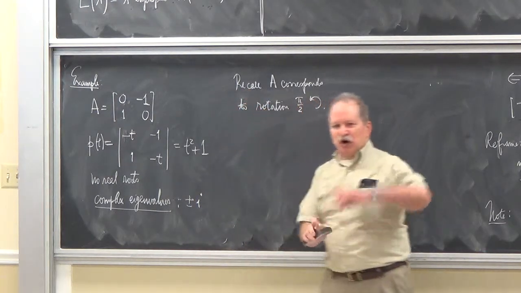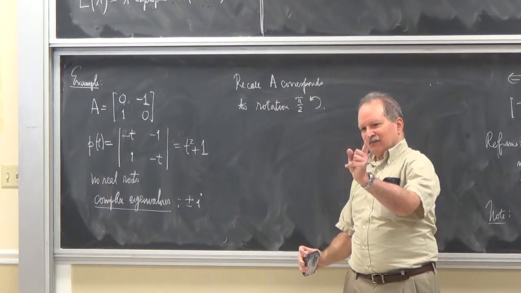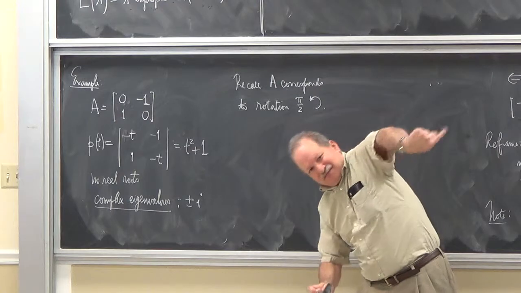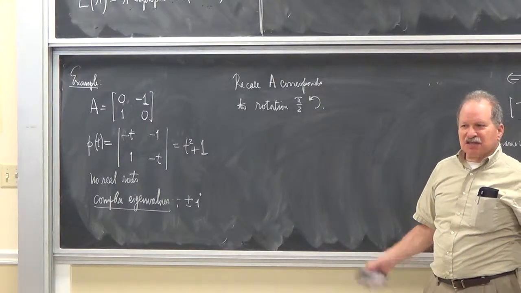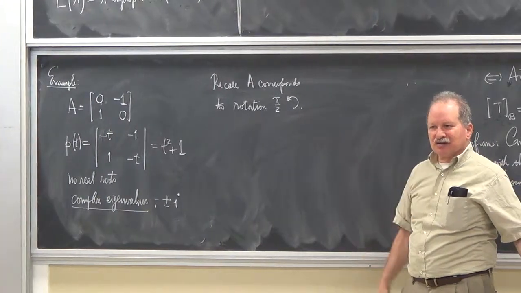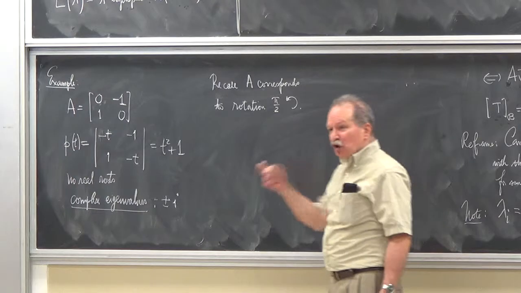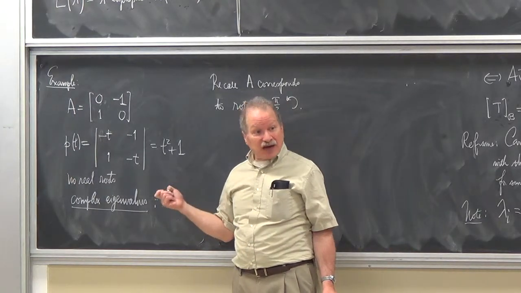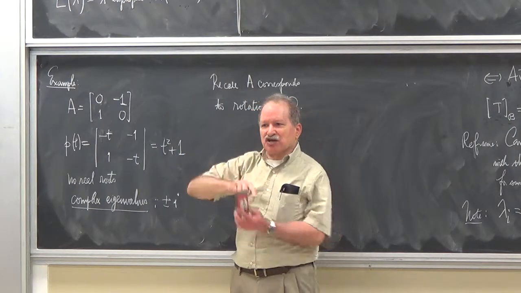Well, when you rotate the plane, is there a vector that's just scaled, that's just stretched? No, every vector gets turned, only the zero vector doesn't. So it's not surprising that there's no real eigenvalue, because there's no real eigenvector. No non-zero vector stays in the same direction.